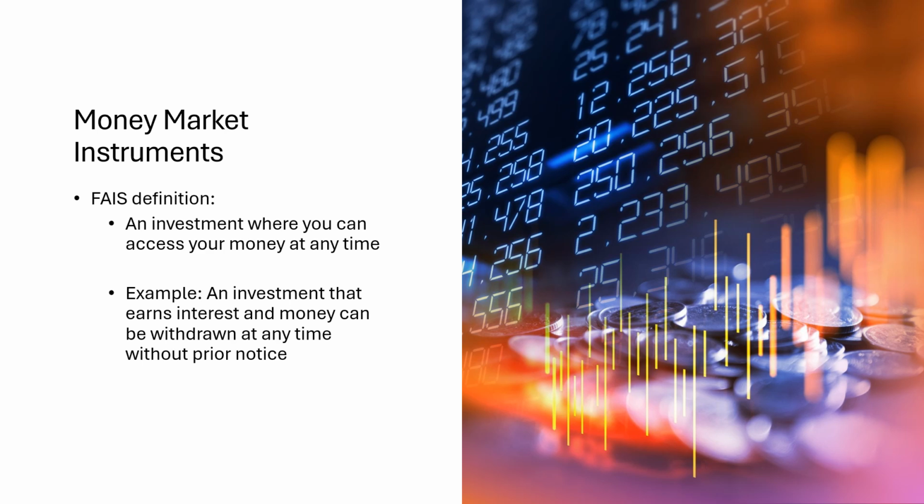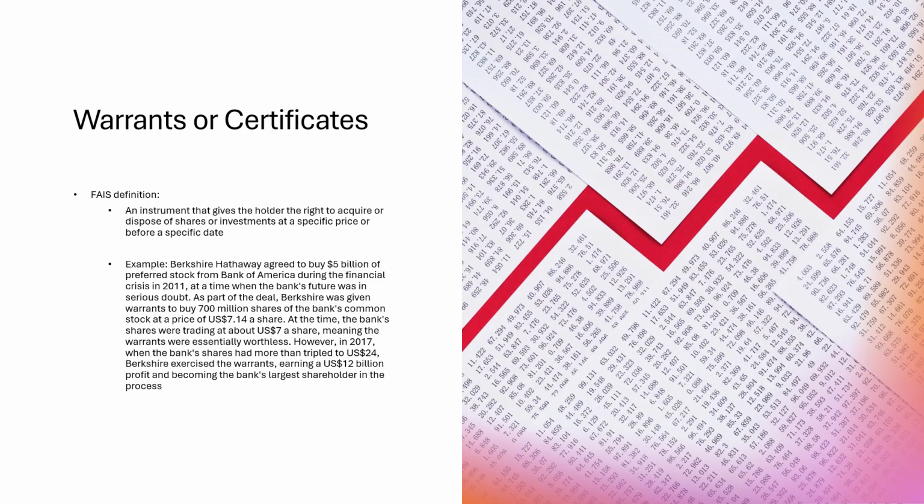Our money market instruments, the FAIS definition says this is an investment where you can access your money at any time. An example is an investment that earns interest and money can be withdrawn at any time without prior notice. So we don't have to keep our money in the specific investment product for a specific time before we can take it. We have access to our investment at any given time. There's no waiting period or a fixed term or something like that.